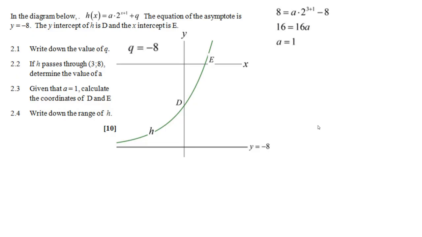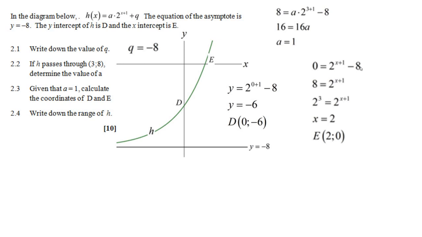Well, to get a y-intercept, you just let x equal 0. So instead of x, right there, you put in 0. So it's 2 to the 1 power, which is 2, minus 8. It's minus 6, so D must be 0 and minus 6. The x-intercept, you let y equal 0, and then you solve this equation. You add 8. 8 is 2 cubed, so x must be equal to 2. So 2 and 0 is your x-intercept.